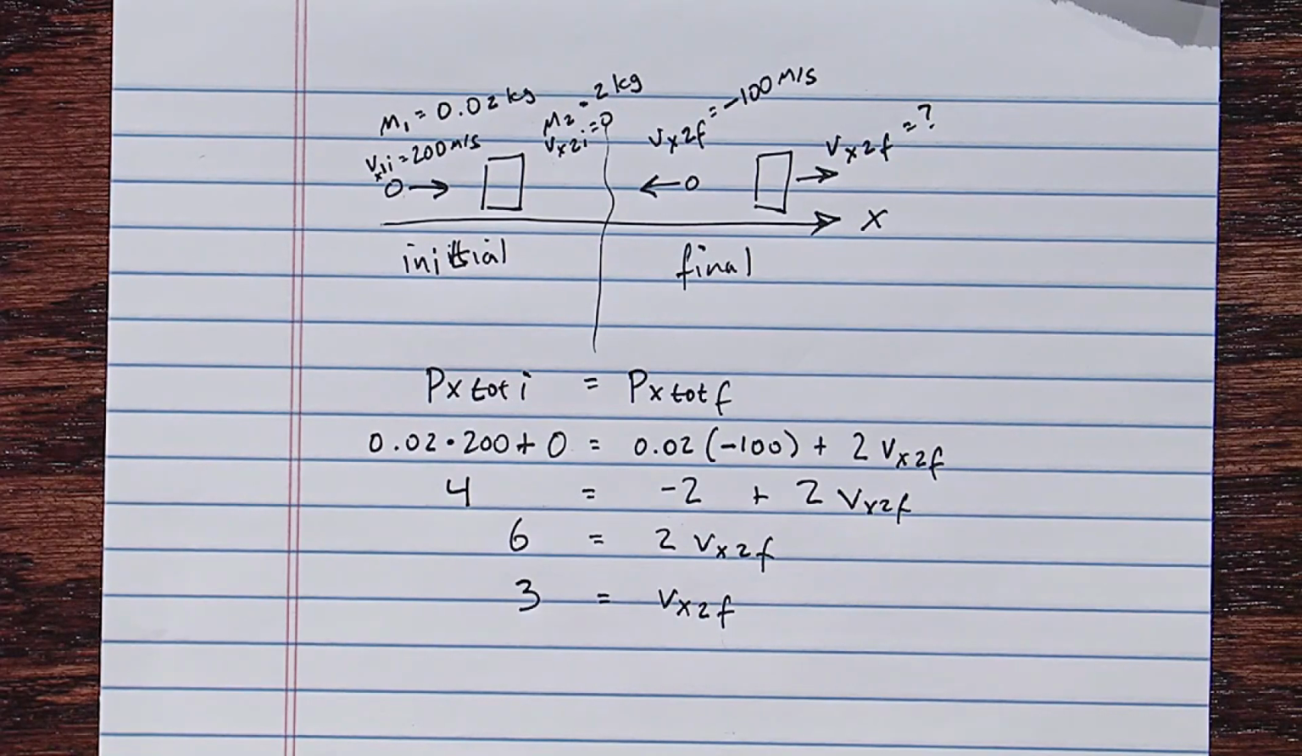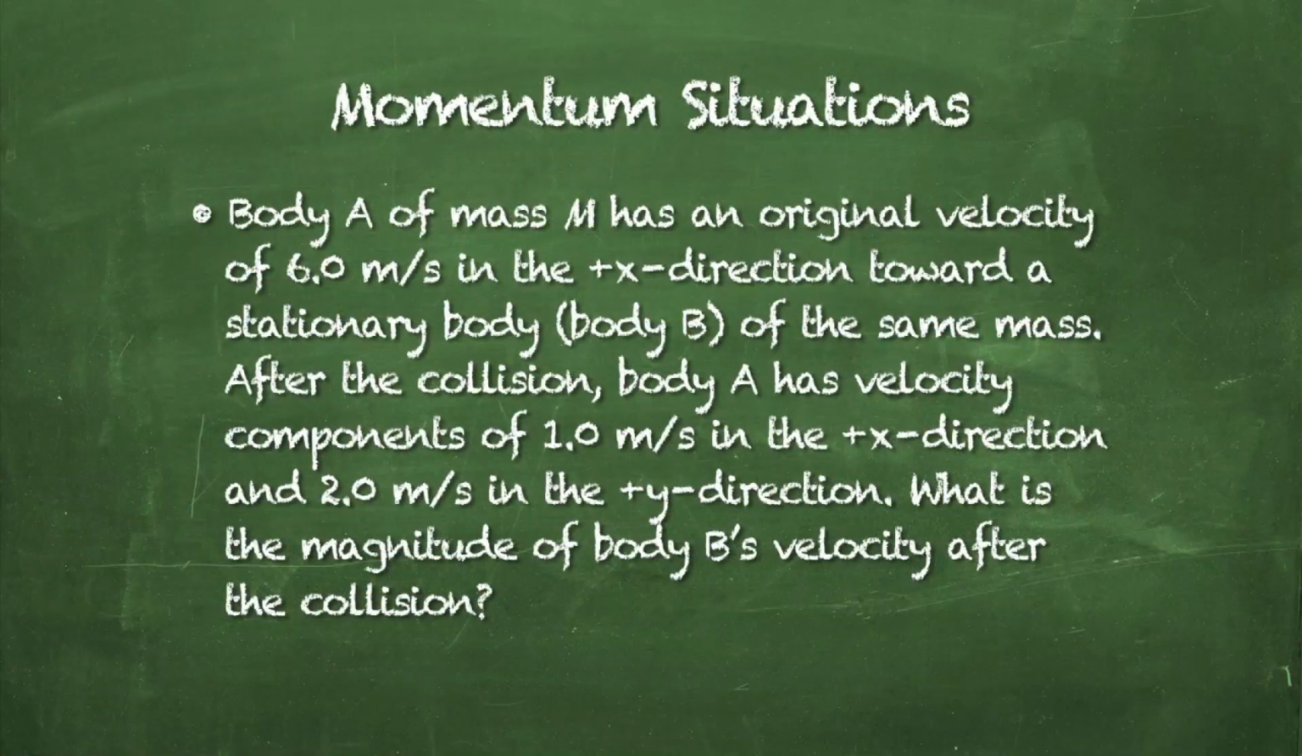Let's look at another exercise. Body A, which has a mass m, has an original velocity of 6 meters per second in the positive x direction towards a stationary body, body B, of the same mass. After the collision, body A has velocity components of 1 meter per second in the positive x direction and 2 meters per second in the positive y direction. What is the magnitude of body B's velocity after the collision?